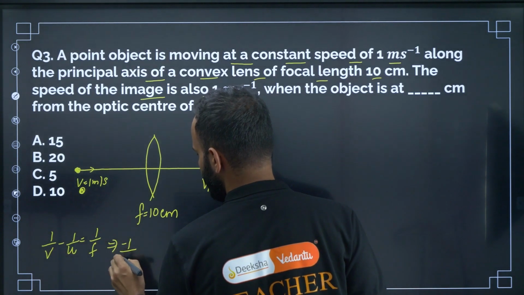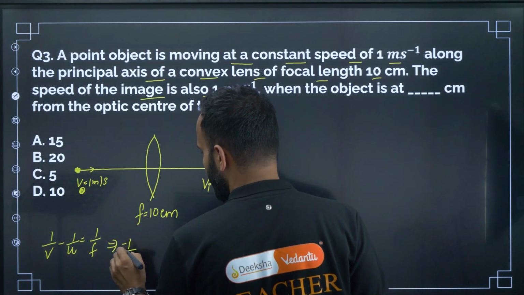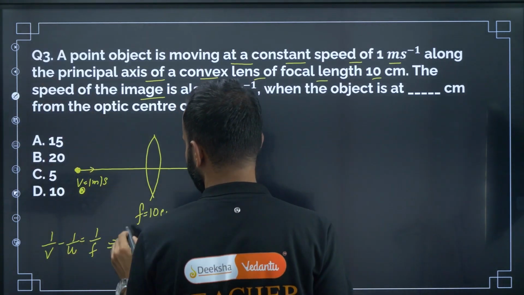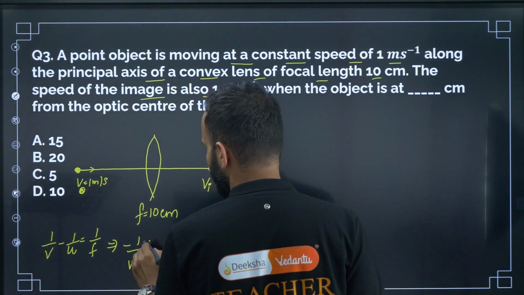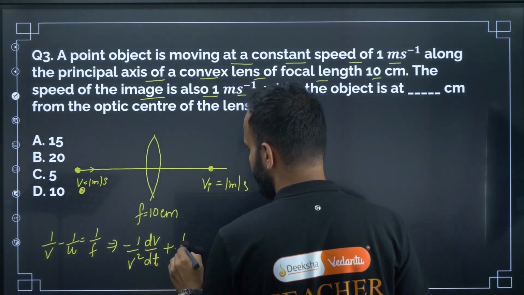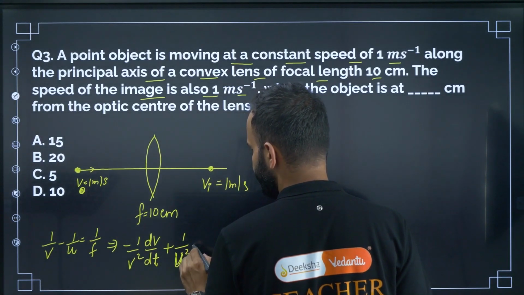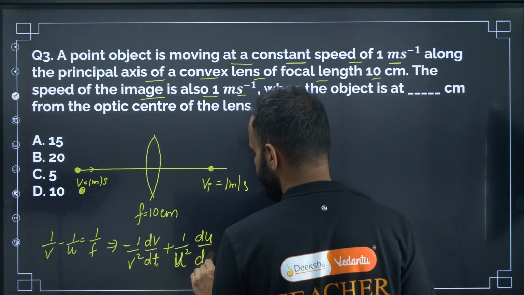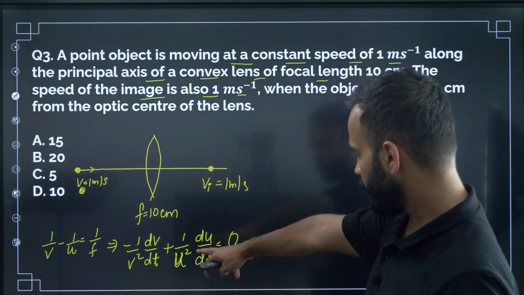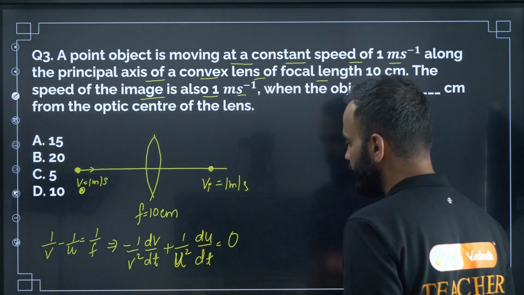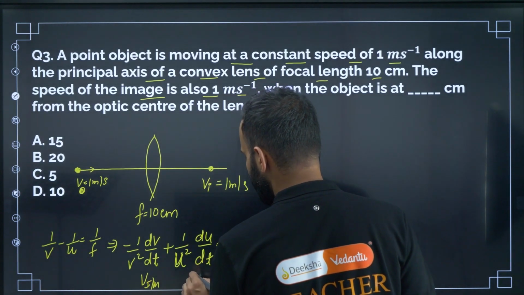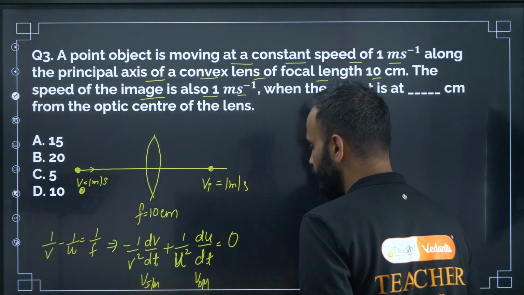If you differentiate both sides with respect to t, you will get minus 1 divided by V square into dV by dt, minus into minus plus, plus 1 divided by U square into dU by dt, which is equal to 0. The focal length of the lens is always constant. So what is dV by dt? dV by dt is the velocity of the image with respect to the mirror. dU by dt is the velocity of the object with respect to the mirror.